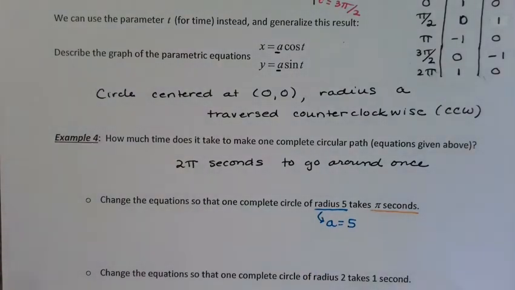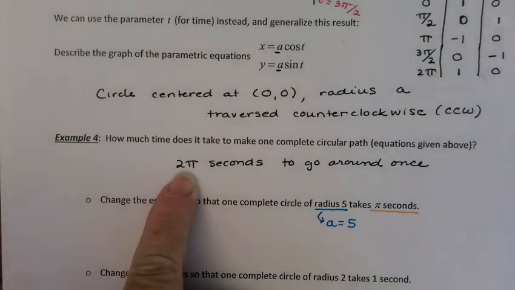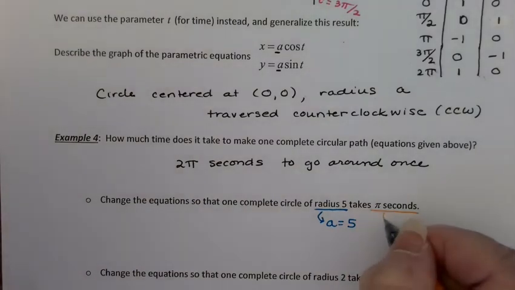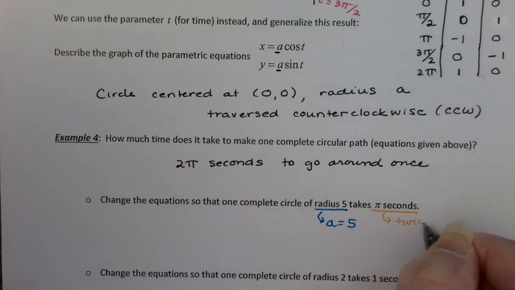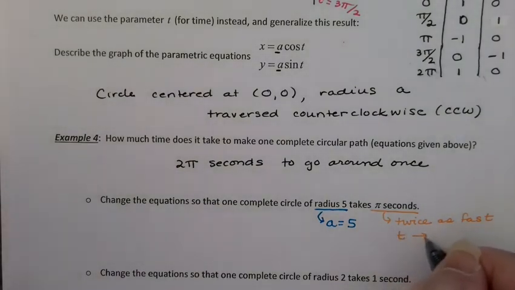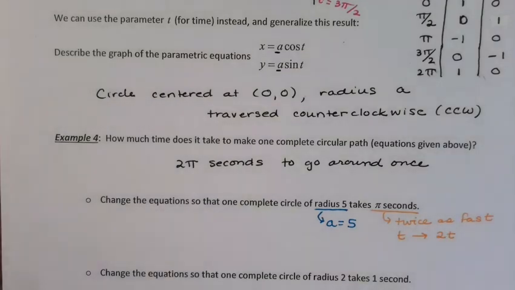But let's think about that pi seconds for a moment. Remember, under the original situation, it took 2 pi seconds. It now only takes pi seconds, so we're going twice as fast, right? And what do we do to go twice as fast? Same as before. We replace our t by 2t.